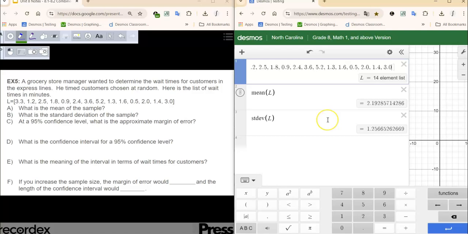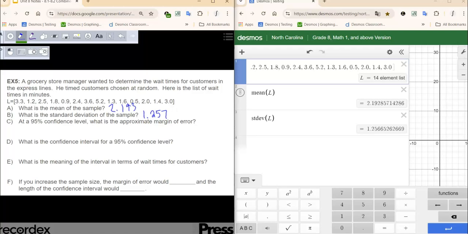So our mean and our standard deviation is already found here. The mean of the sample is 2.193 if I round that, and the standard deviation is 1.257 if I round that. So at a 95% confidence level, we need to know the approximate margin of error.